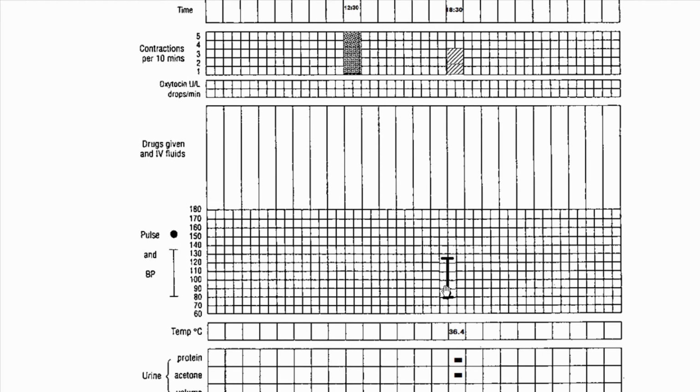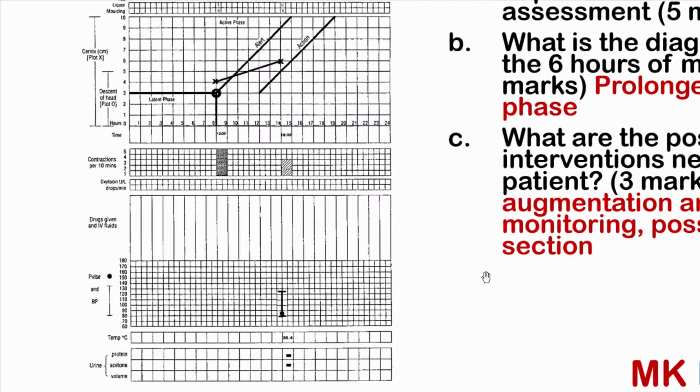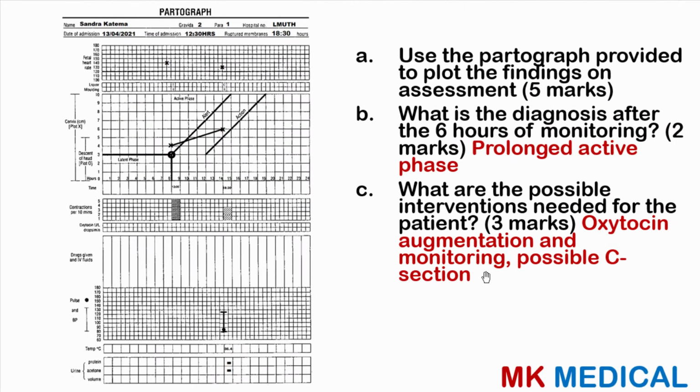Your blood pressure was about 125 over 80. Your pulse was 82. So you mark your blood pressure in that manner and your pulse in that manner. And then, of course, your temperature is 36.4. There was a normal urinalysis, so it means there were no proteins, and there was no acetone or ketones present in the urine. So this is how you're going to roughly mark your partograph, though there are some findings and some monitoring that should have been done in between to make it a much more complete partograph.